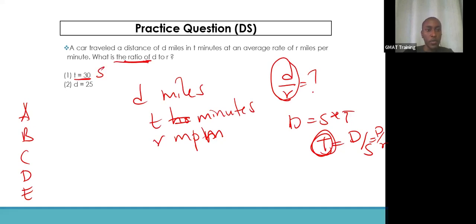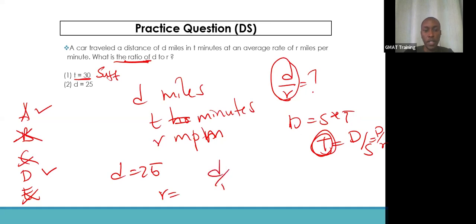So statement 1 is sufficient. So B, C, and E are out. You can have A or D. Now, statement 2 tells us that d equals 25. We need the information for r, so we can determine the d over r ratio. So it's not sufficient, and D is out.